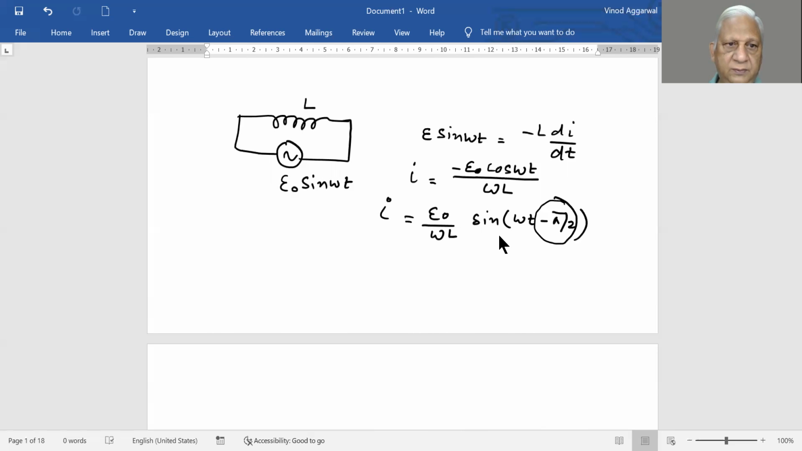So in case of inductance, the current lags voltage by 90 degrees.